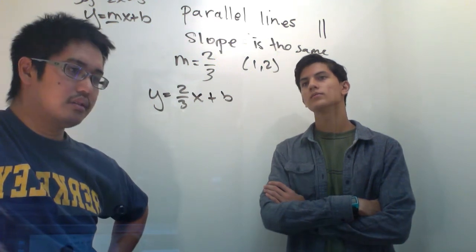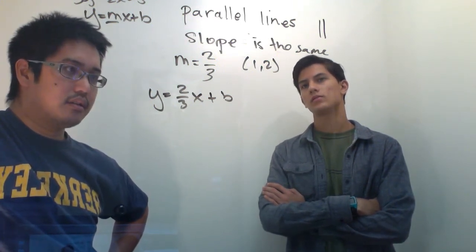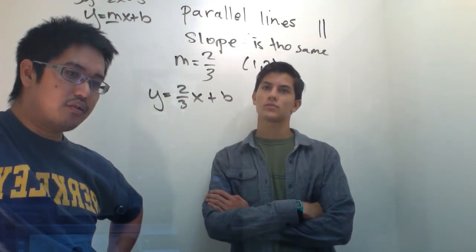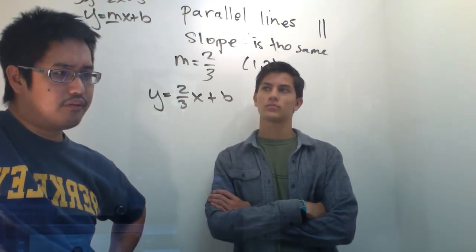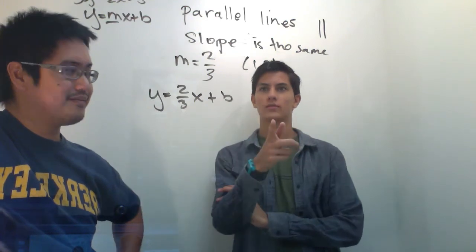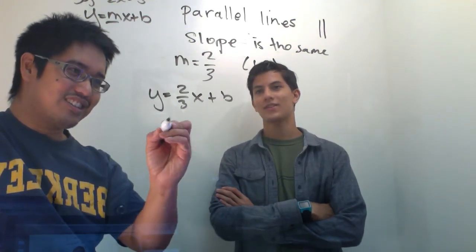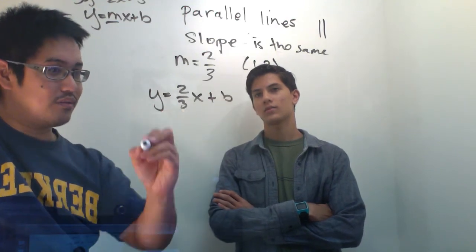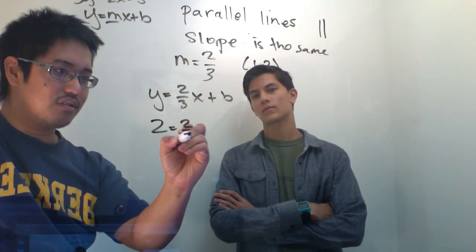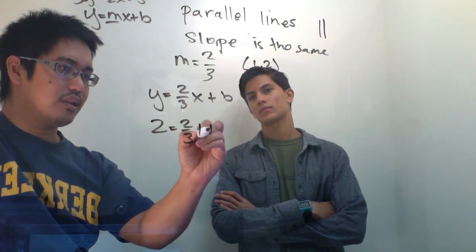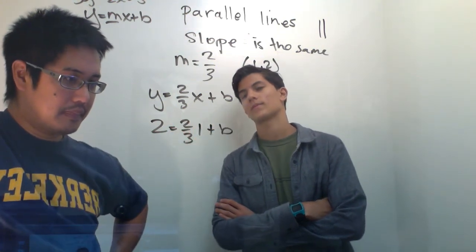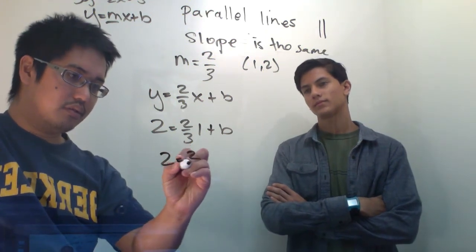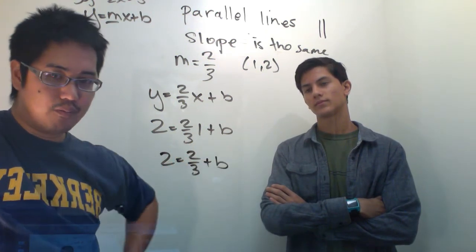If only I knew an x value and its corresponding y value, I could figure out what b is. 1 and 2 right there. So I can just say x is 1, y is 2. If x is 1, then y equals 2. So I have 2 equals 2/3 times 1 plus b. So 2 equals 2/3 plus b. How do I get b all by itself?